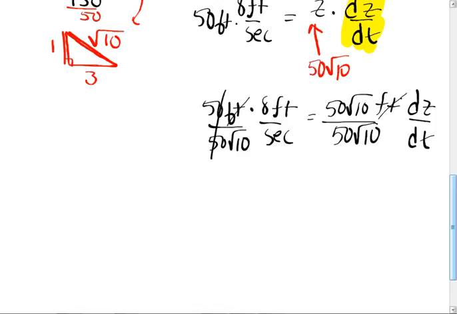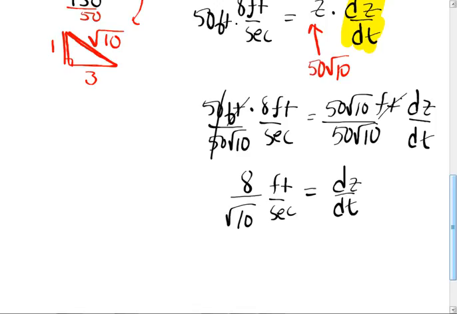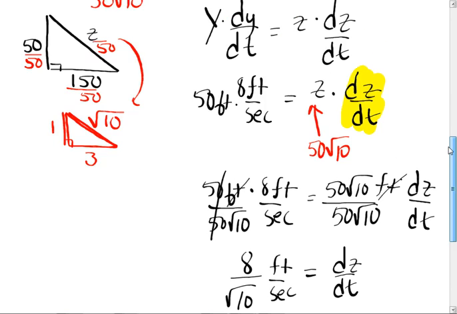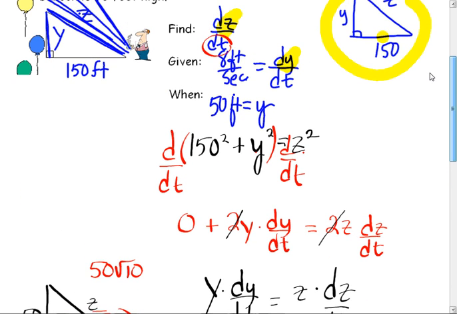So I'm left with 8 divided by the square root of 10 feet per second equals dz/dt. It's perfectly fine. Not too bad. What is it I wanted to find? I wanted to find dz/dt. I did.